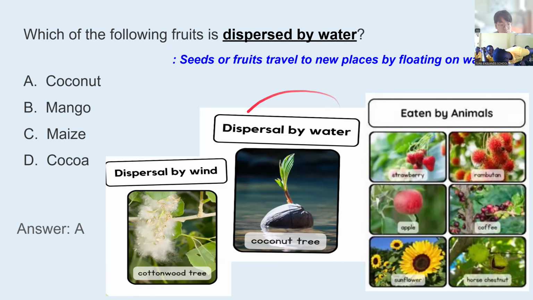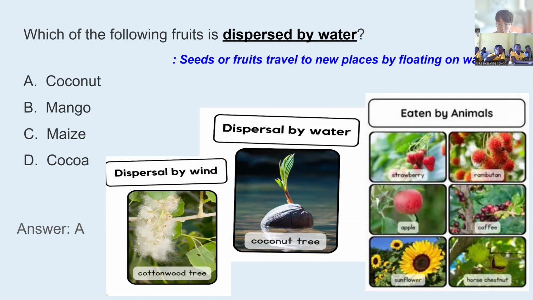Yeah, that's right. The answer here is A. So I just put a couple of different examples of how different fruits can disperse their seeds. Things like cottonwood seed are very light, so they can be carried around by wind. But coconut trees are rather heavy, so they cannot be carried by wind. They usually get carried by water to different places to grow.